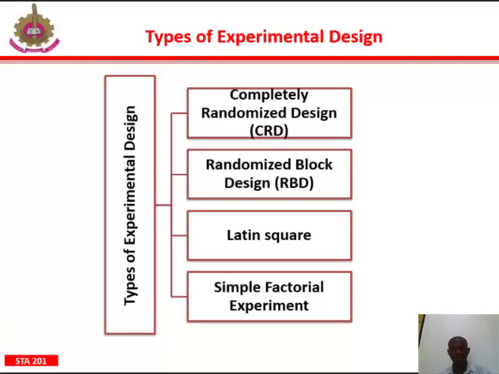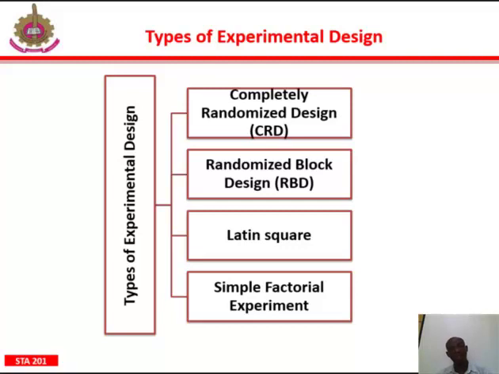Then we have another type, which is randomized block design, RBD. This is an experimental design in which the total area is divided into blocks and all the treatments are arranged within each block in a random order. It is probably the most widely used experimental design.